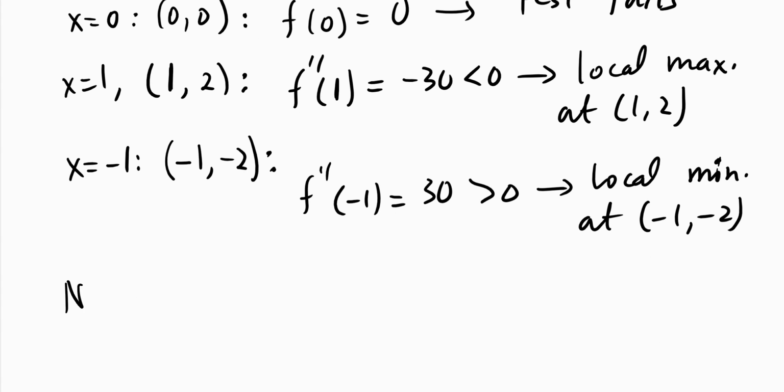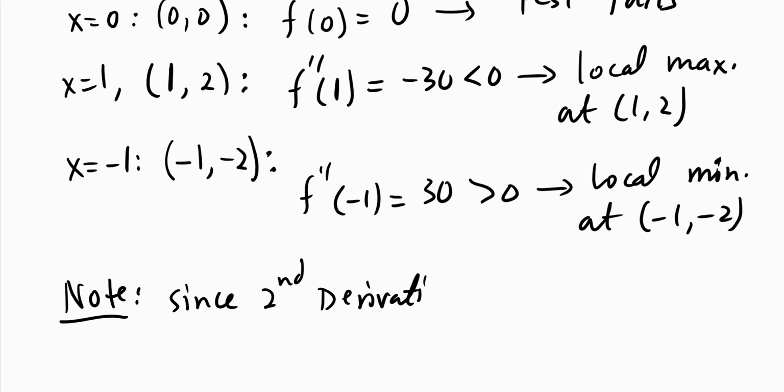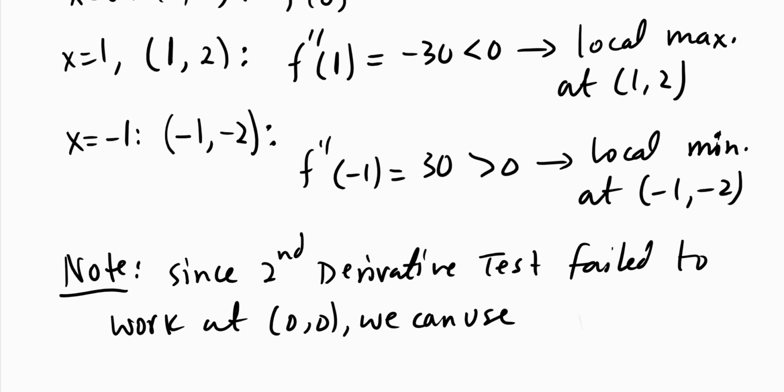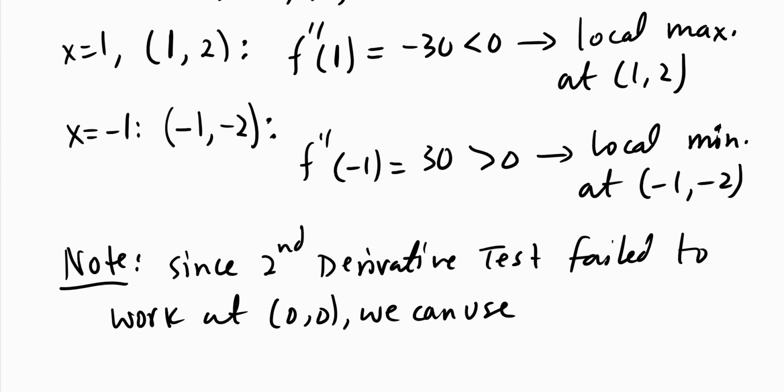So as a note, let me add one note here. Since the second derivative test failed to work at 0, 0, just in case you say, what am I going to do at 0, 0, or what's happening at 0, 0, we can use the first derivative test to check if there's a local min or max at that one. Just keep that in mind.